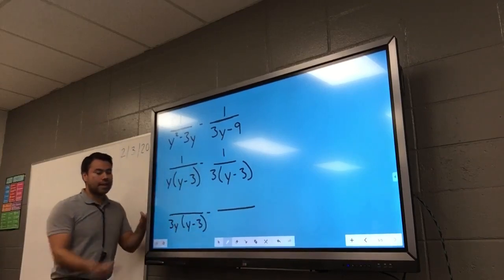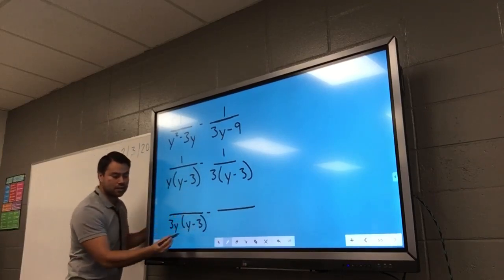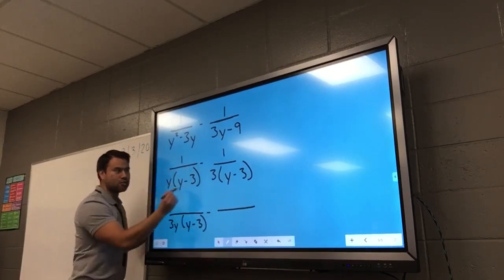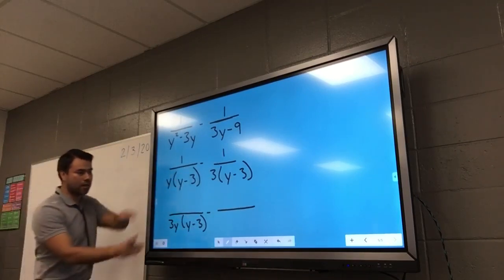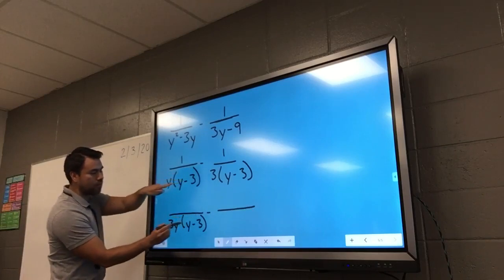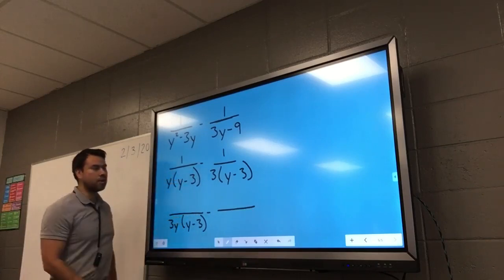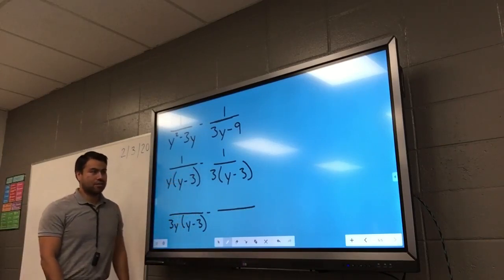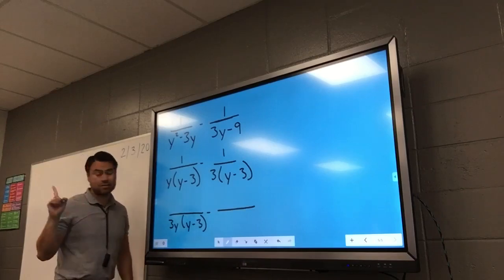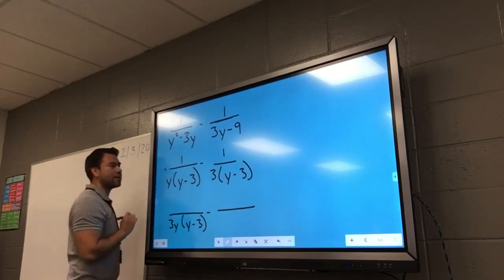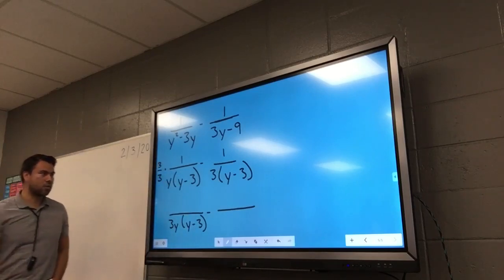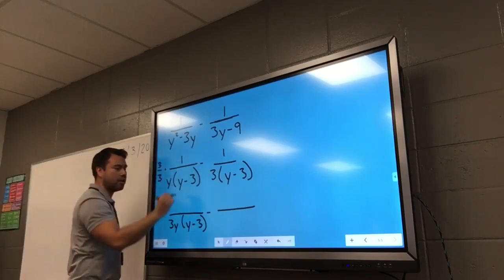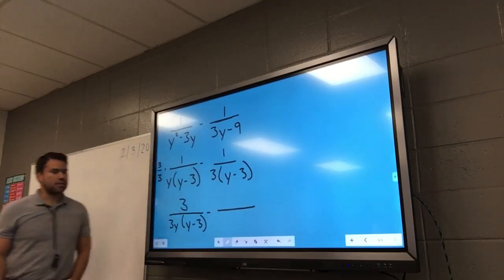Now, can I divide this by the first denominator? Yes, I can, because the y's would cancel out, and what am I left with? 3. So what do I multiply this fraction by? 3 over 3. That's what I wanted. So what do I get with the first numerator? 3.